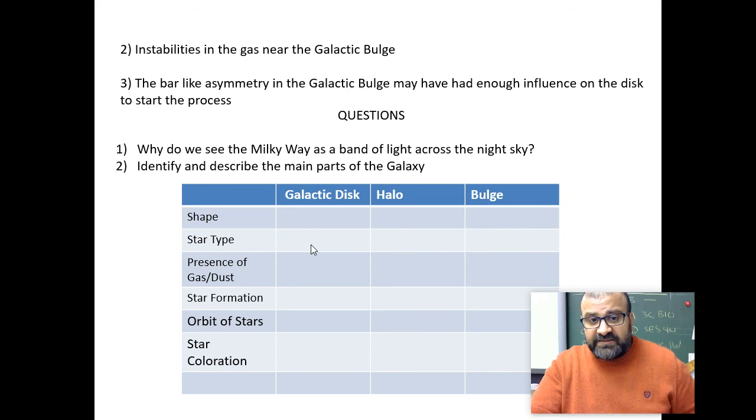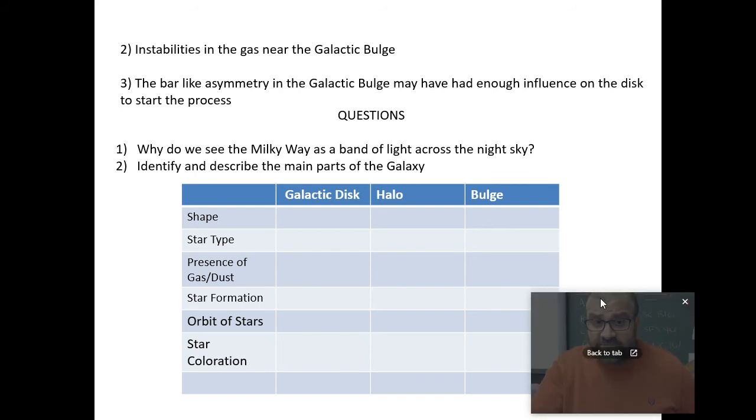Star types in the galactic disk: you're going to find older and newer stars, but you're going to see a lot of star formation. In the halo, it's all old stars, so you're going to see red and yellow stars. In the bulge, there's a lot of old stars, red and yellow, but there is a lot of star formation happening there too. A presence of gas and dust: yes in the galactic disk, no in the halo, yes in the bulge. Star formation: yes in the disk, no in the halo, yes in the bulge.